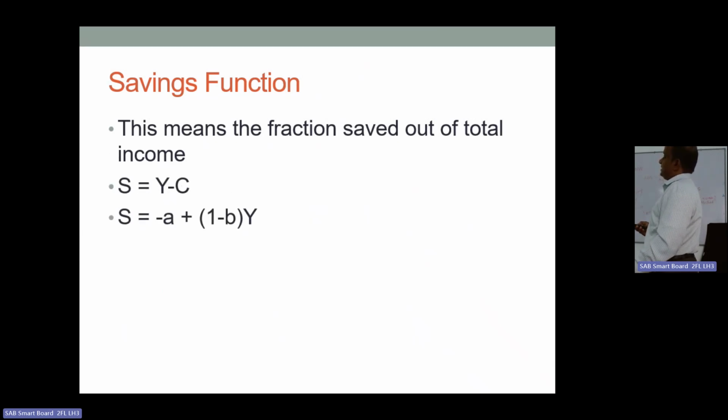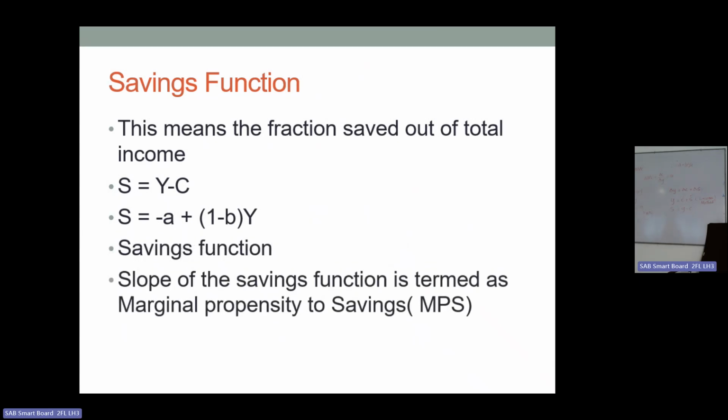Now the saving function we can write, since we know the consumption function, the opposite way. Savings equals minus a plus (1 minus b)Y. So here also it is a linear function. What is minus a? That is the autonomous savings. And 1 minus b is the MPS, the marginal propensity to save.